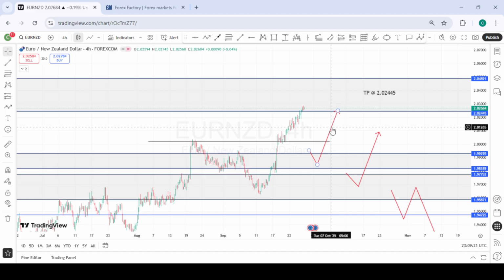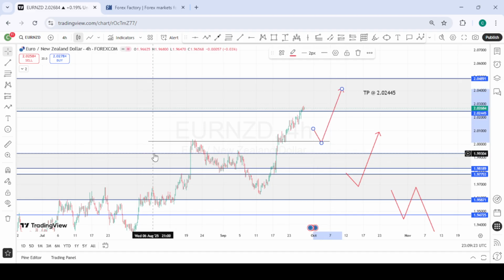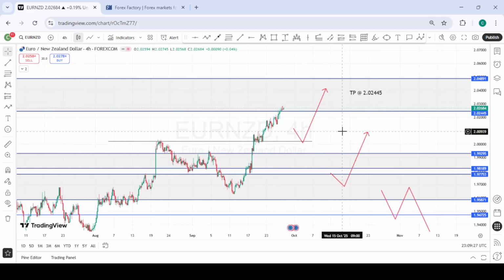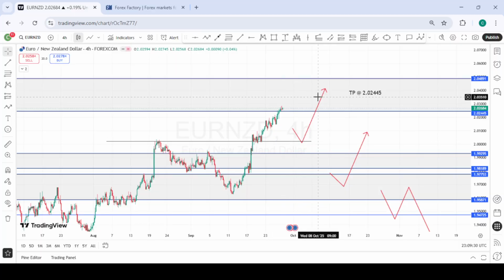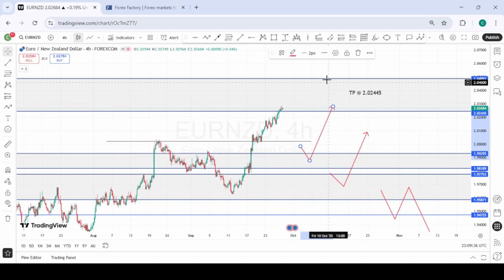For the coming week, if we are fortunate for price to pull back to this structural high and give us any buying confirmations, we'll be looking forward to take our buys from here. Or should price pull back to this area of interest again and give us buying opportunities, we'll still look forward to buying opportunities to the upside.